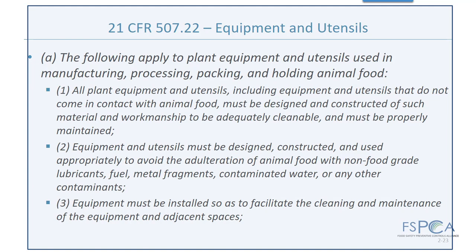All plant equipment and utensils, including equipment and utensils that do not come in contact with animal food, must be designed and constructed of such material and workmanship to be adequately cleanable and must be properly maintained. Equipment and utensils must be designed, constructed, and used appropriately to avoid the adulteration of animal food with non-food grade lubricants, fuel, metal fragments, contaminated water, or any other contaminants. And equipment must be installed so as to facilitate the cleaning and maintenance of the equipment and adjacent spaces.